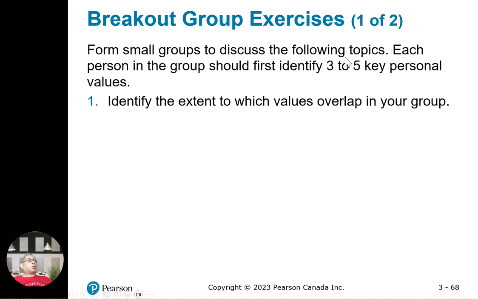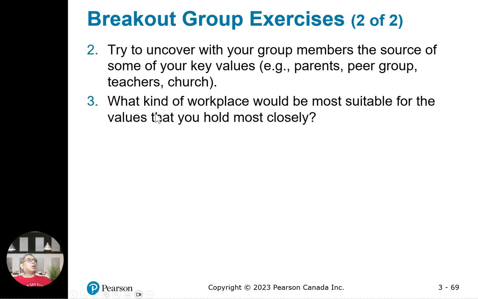From a small group, discuss one topic. These are the key personal groups. Identify to what extent values overlap within your group, to uncover where group members got some of their key values: parents, peer group, church, teachers. And what kind of workplace would be most valuable, that you can hold closely.